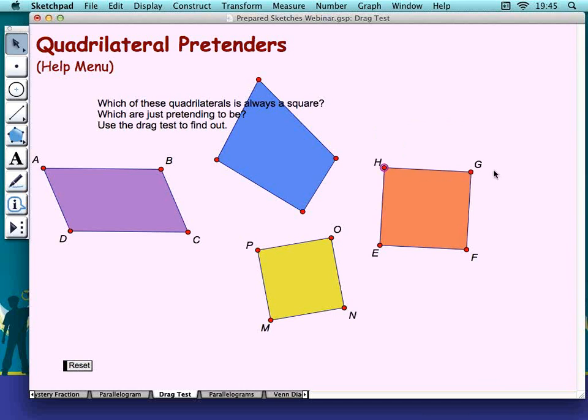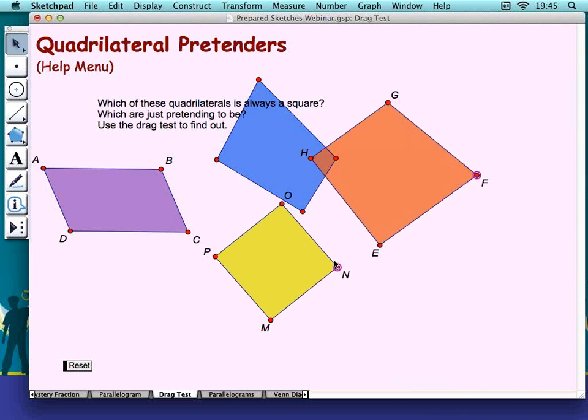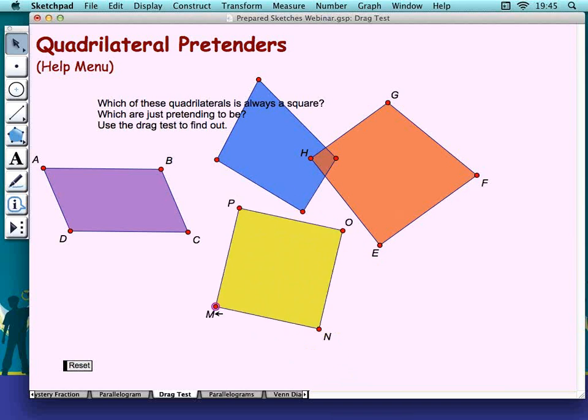So that one doesn't stay a square either. Ooh, and in fact, look at that. My goodness. Okay. So do we have any of these that stay square no matter what we do? That one looks pretty good. So one of the 4 always stays a square. And by engaging in these, which always stay a square and which don't, which always stay a parallelogram, which always stay a trapezoid, it really helps students to get the idea of what those various shapes are.